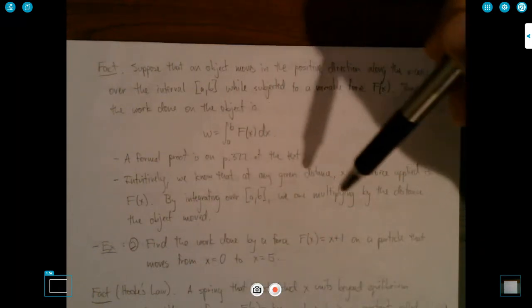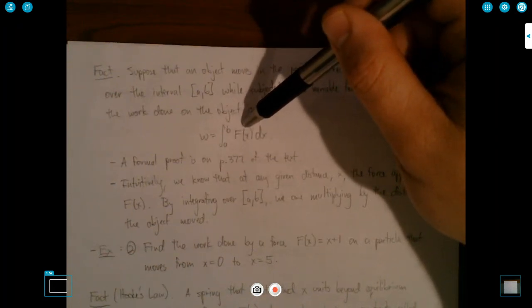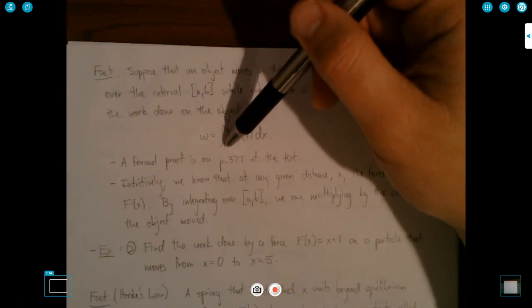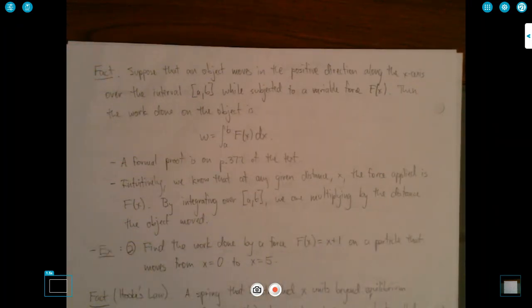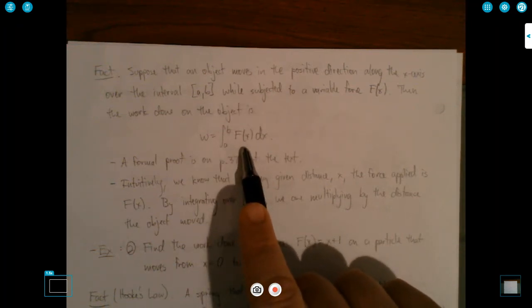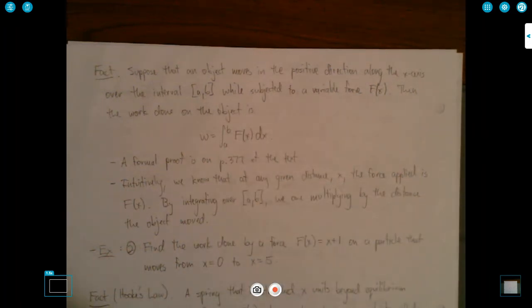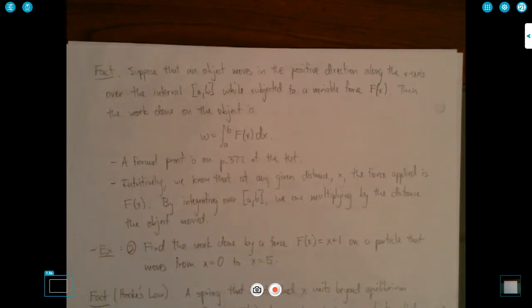When we integrate over [a, b], we're basically multiplying each individual force at each individual distance x by the length, by the distance that the object travels. So we're basically multiplying by the distance that the object moved. So in a way, if you squint at it just right, this is force times distance. It's just that the force is variable. Again, if you want a less hand-wavy explanation and a more formal proof, take a look at the textbook on page 377.